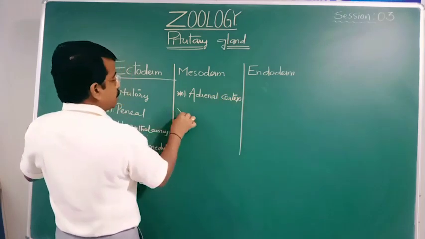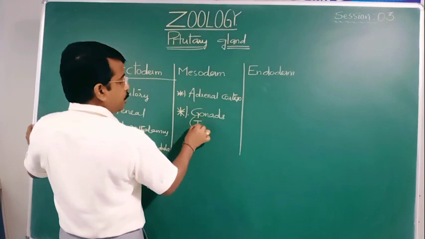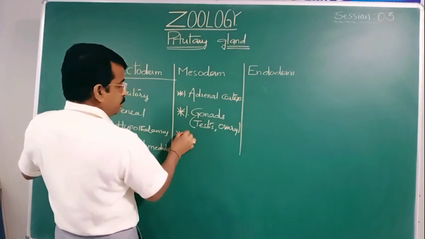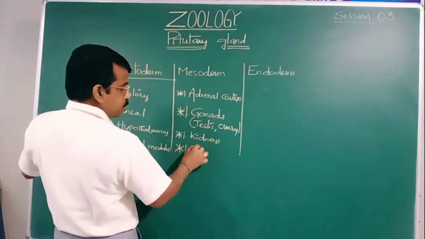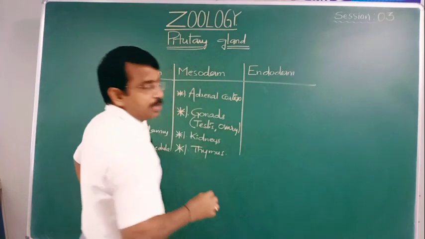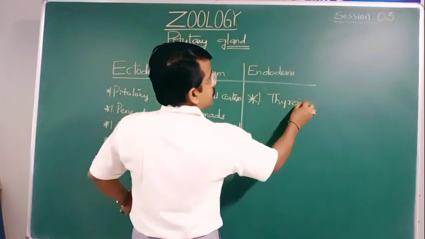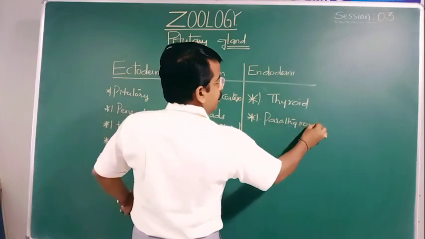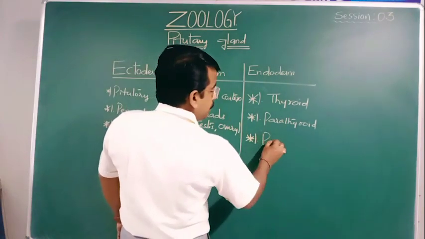adrenal cortex, next the gonads. Gonads include both testis and ovary. Next, the kidneys. Next, the thymus. Thymus is of mesodermal origin. Whereas if we see the endoderm, thyroid, parathyroid, as well as the pancreas.